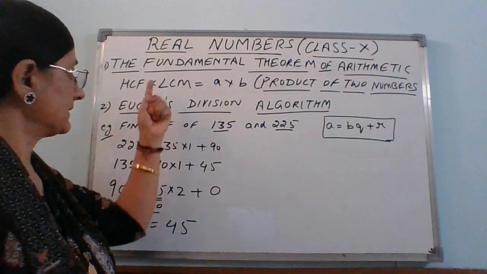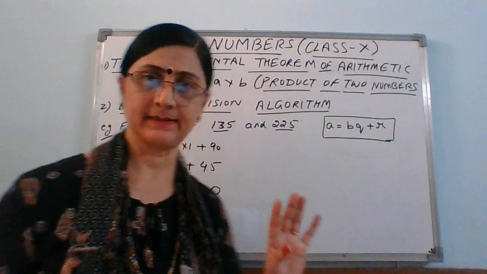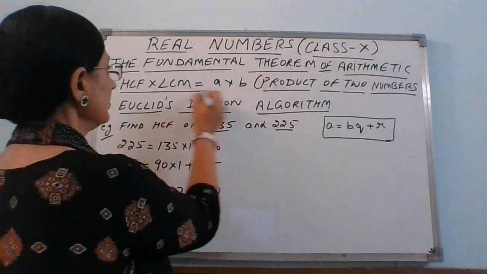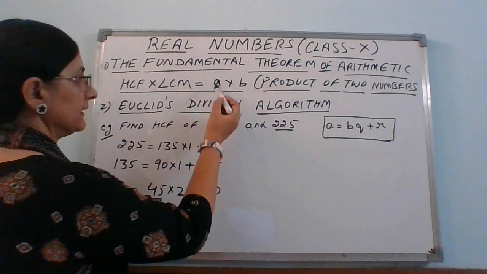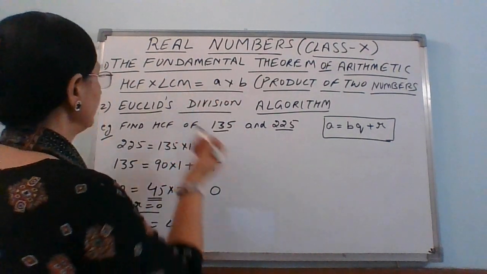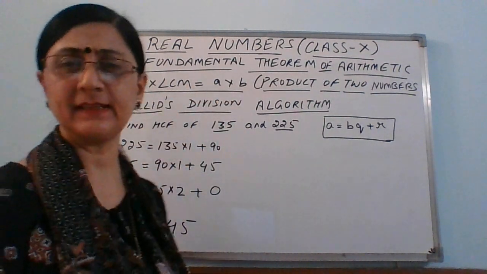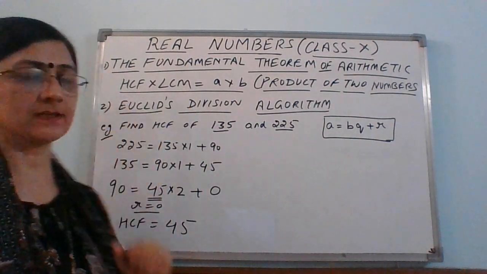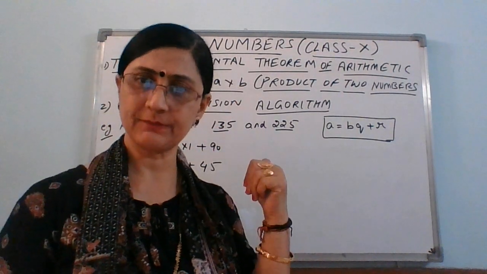So the fundamental theorem of arithmetic says that in this formula, sometimes the HCF will be missing or the LCM will be missing. There are four terms, right? Two numbers will be given, LCM will be given, and you will be asked to find the HCF. So you can use this formula.